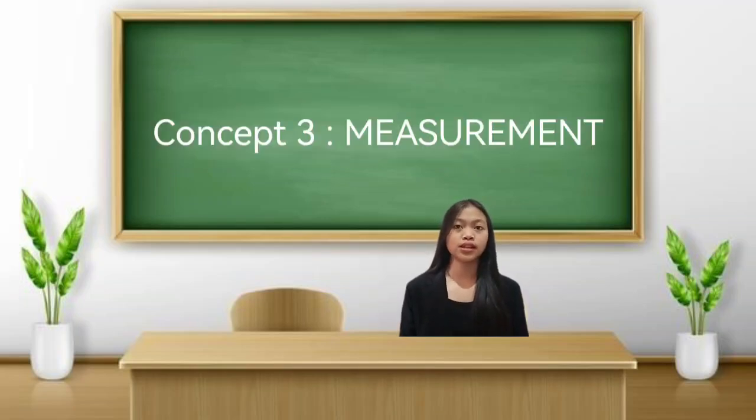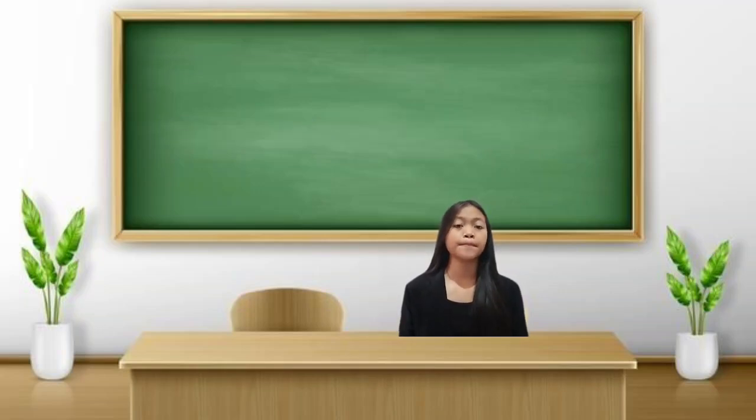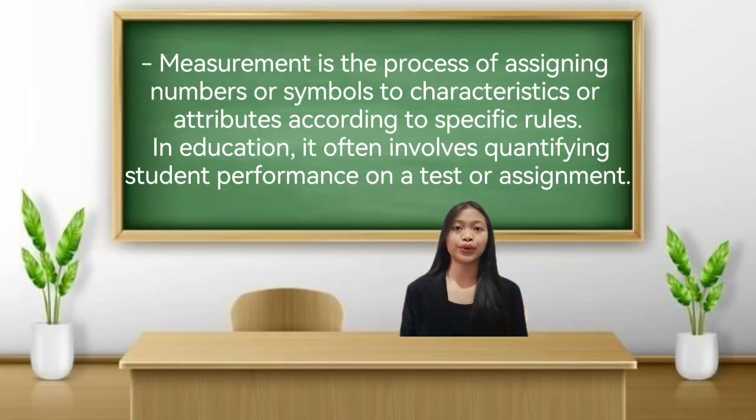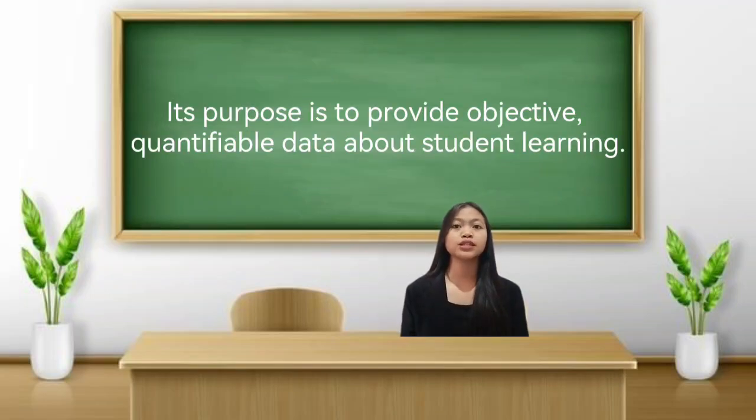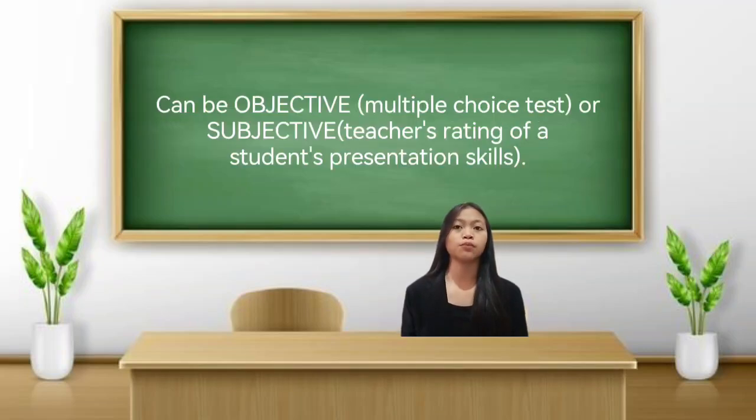Now concept 3 is about measurement. Think of this like measuring anything else. Measurement is a process of assigning numbers or symbols to characteristics or attributes according to specific rules. In education, it often involves quantifying students' performance on a test or assignment. Its purpose is to provide objective, quantifiable data about students' learning. Measurements can be objective, like a multiple choice test score, or subjective, like a teacher's rating of a student's presentation skills.